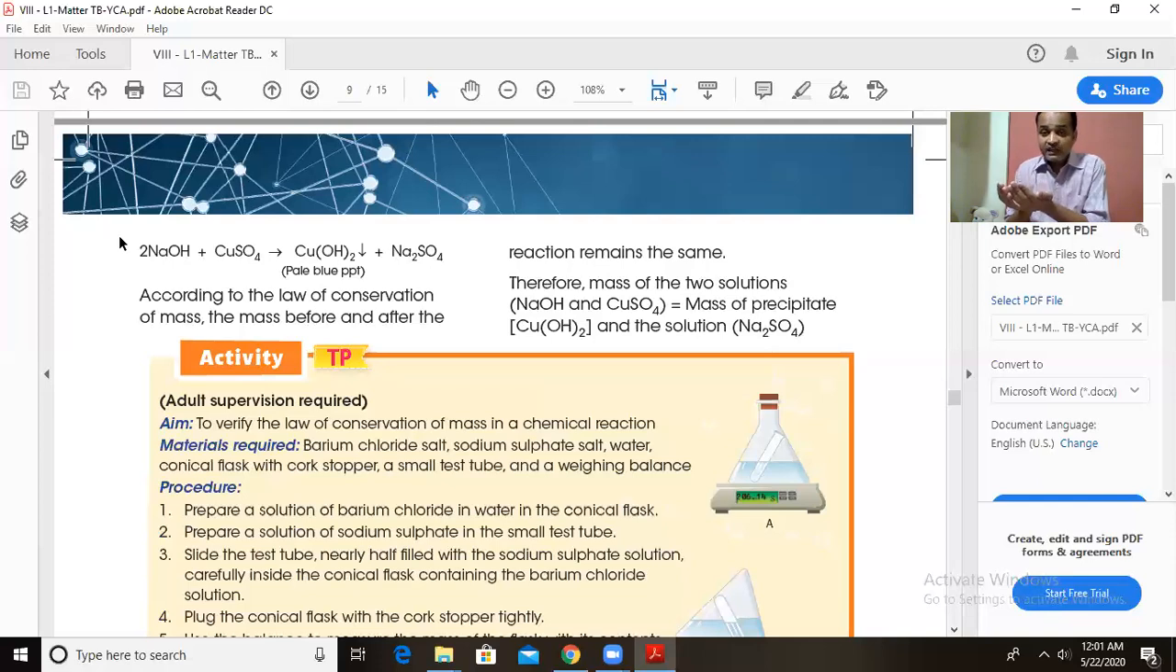All these gases are also considered. If we add the mass of the ash left behind and the total mass of the gases given out, you will find that the total mass of the wood plus the oxygen required for burning, both of them considered, is equal to the mass of ash formed plus the mass of all such gases, CO, CO2, and water vapors, which were given out.